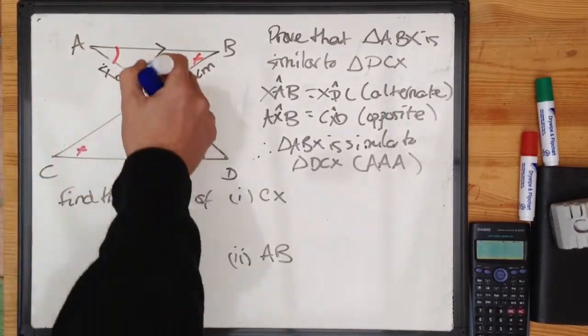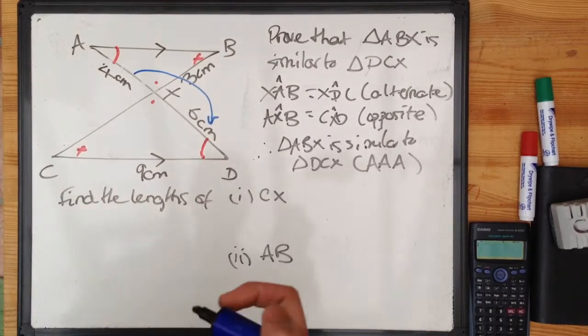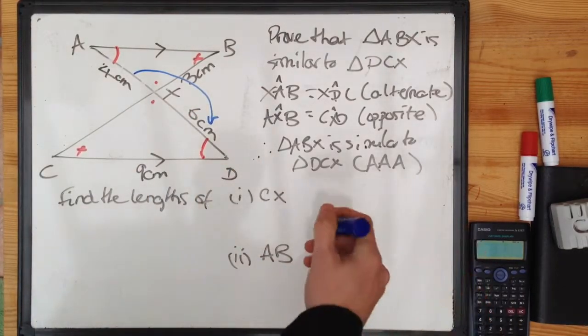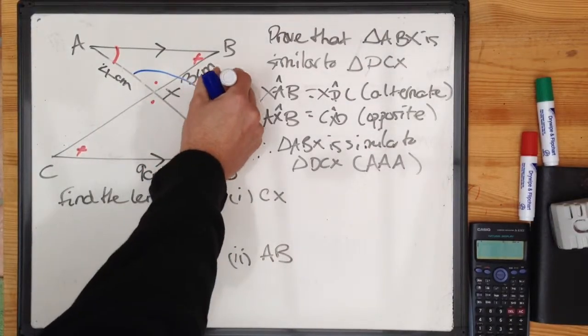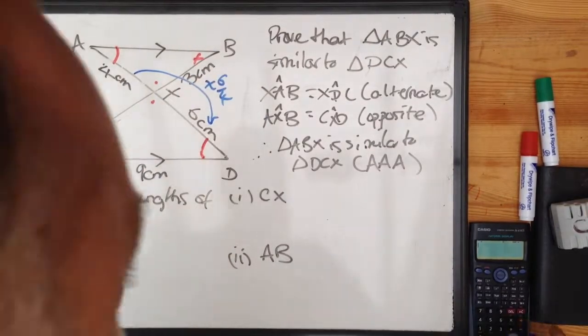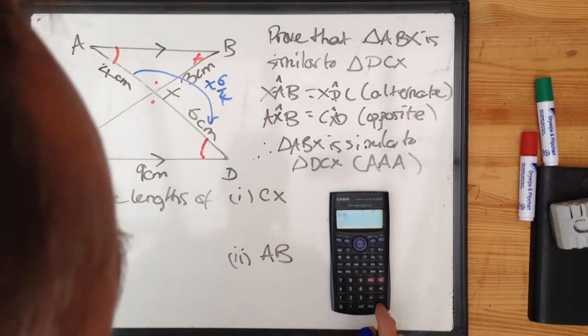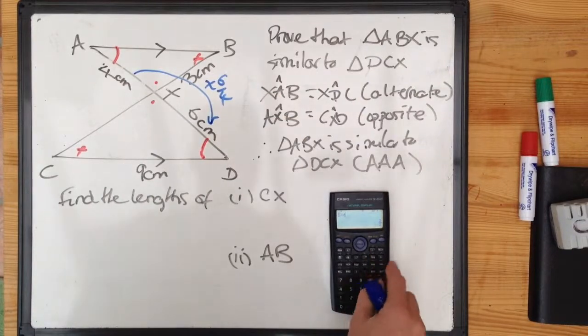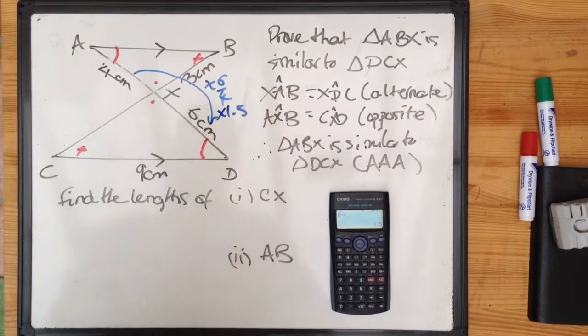So to find the scale factor, well, what do you times 4 by to make 6? Well, the easiest way to find that out, if you don't know already, is to divide the biggest by the smallest. So the scale factor here is times by 6 over 4. If I stick that into my calculator, 6 divided by 4 is 1.5. You can do it as a fraction or as a decimal, makes no difference.